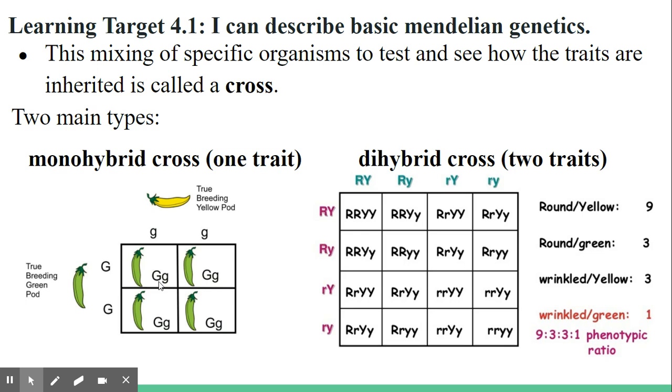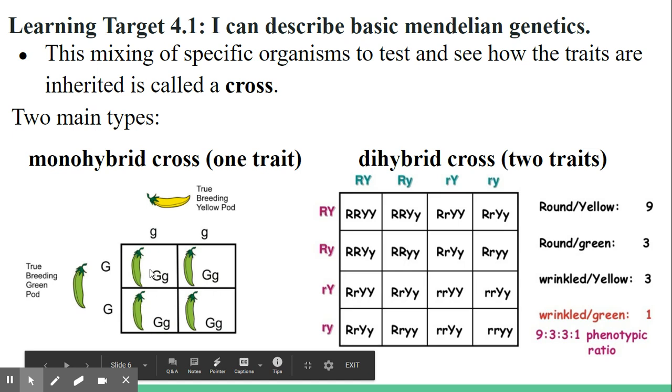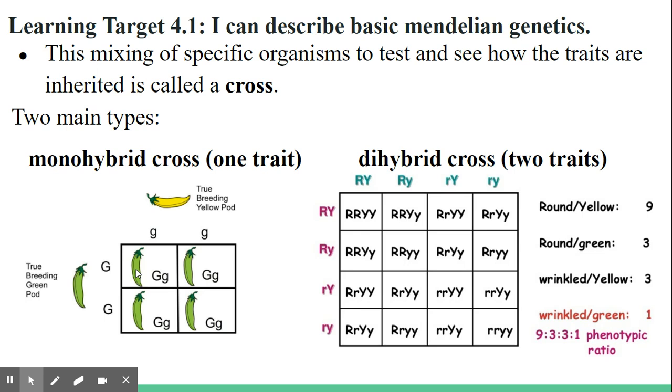The recessive traits come down and go after the big G, because the uppercase letters always go first. I always try to think of that. So big G, little g, big G, little g. All of these are still going to be green pea pods, because that G, that green color, is dominant over the yellow color.